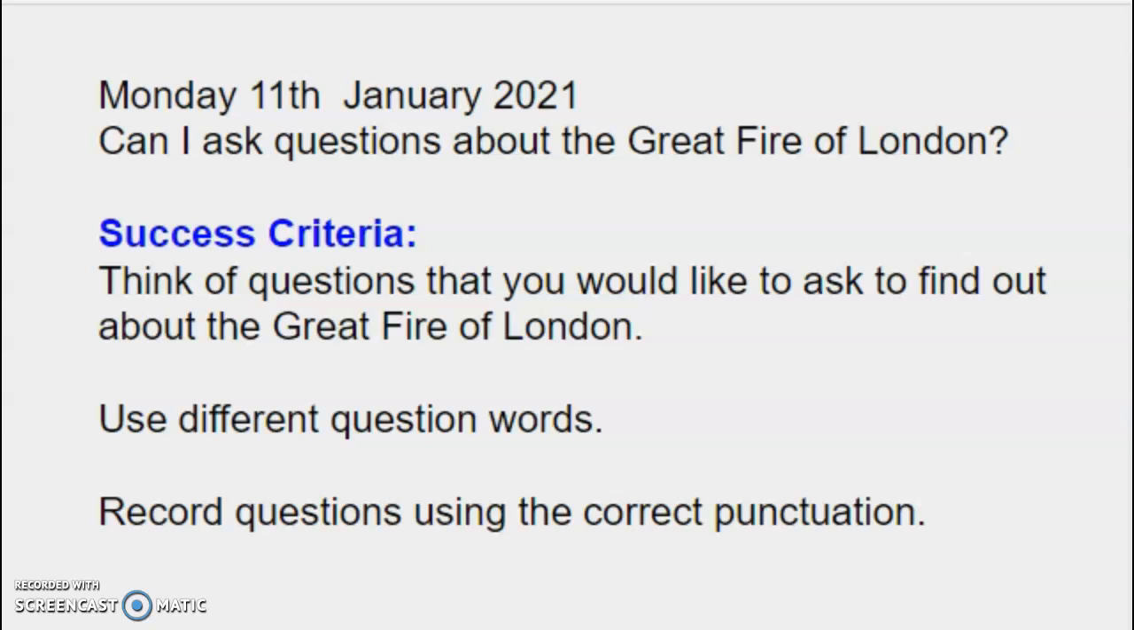So when you write them down, you must have a question mark at the end of your sentence. And at the beginning, you must have a question word, not a question mark. That comes at the end.